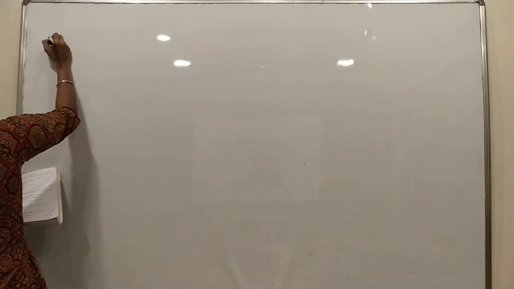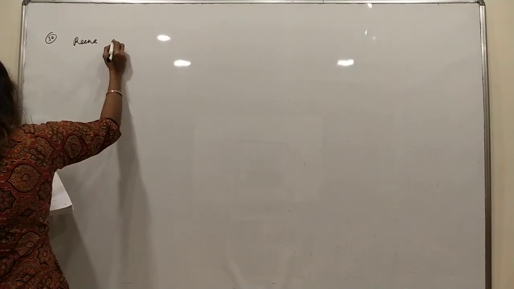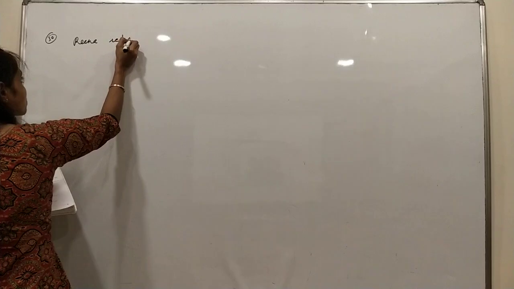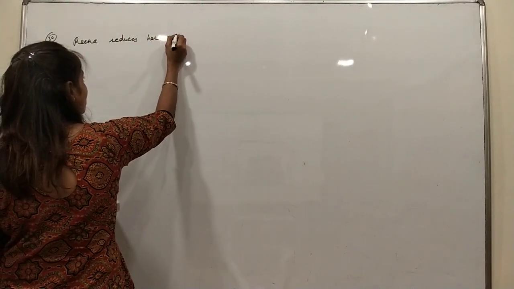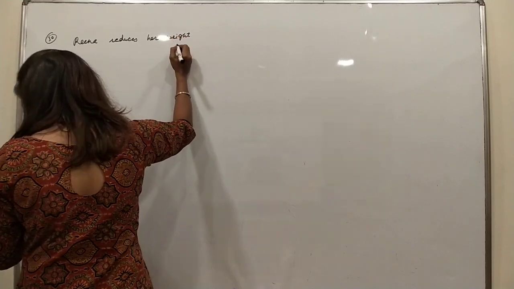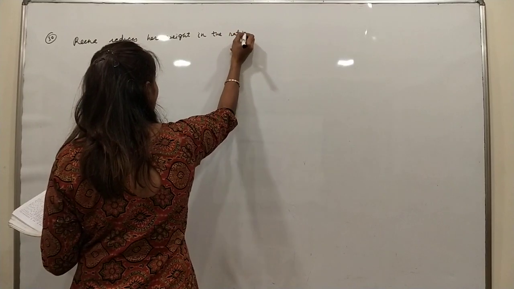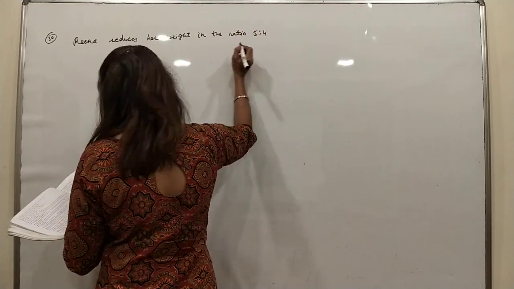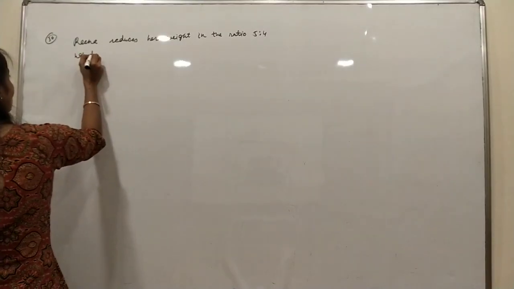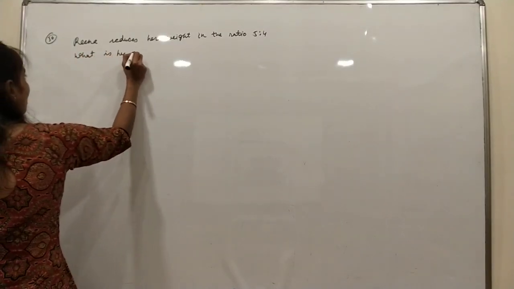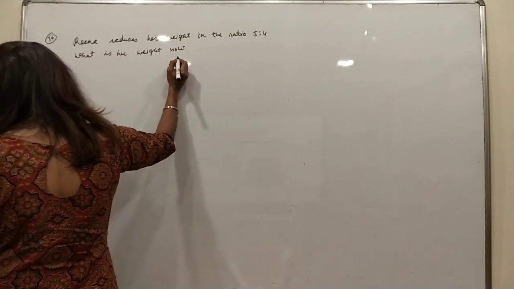Number 30. Reena reduces her weight in the ratio 5:4. What is her weight now?